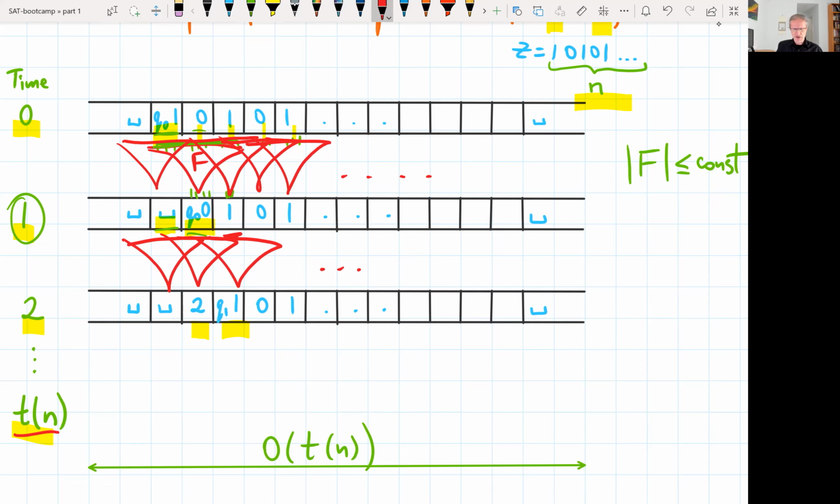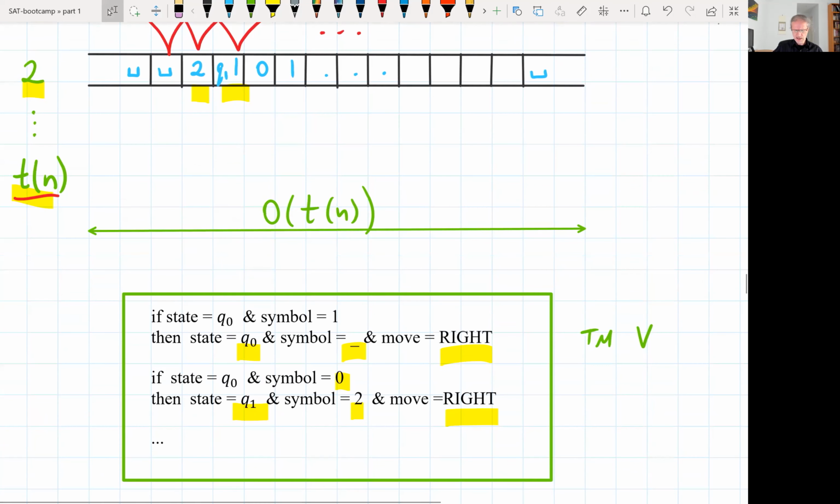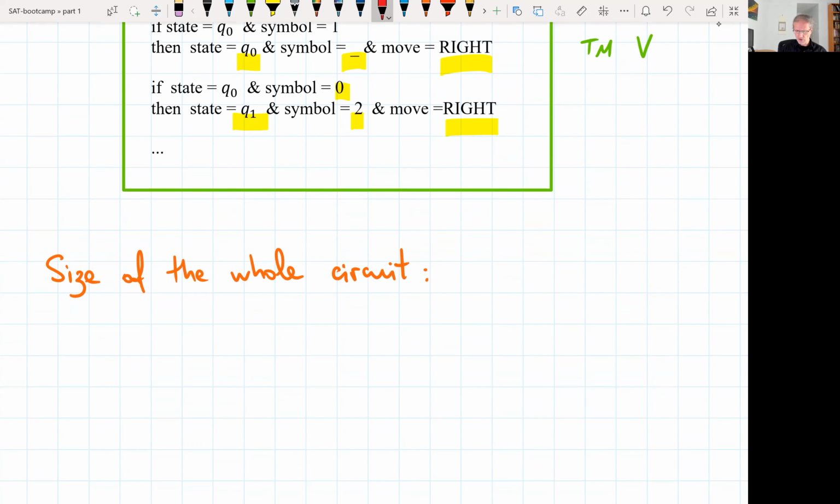of t of n, because in time t, my machine can only walk for at most t steps in one position and most t steps in another position. So I would be generous and say it will walk no more than 2t of n positions, for example. So the width is t, the depth is t, and each circuit F is of constant size, which gives me the complexity size of the whole circuit to be big O of t squared.